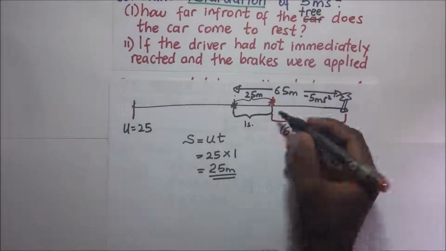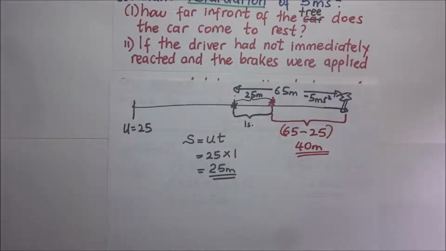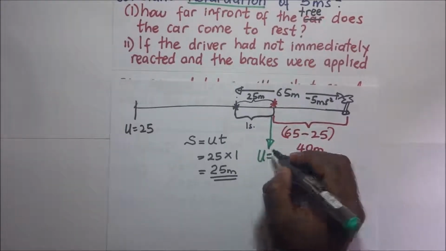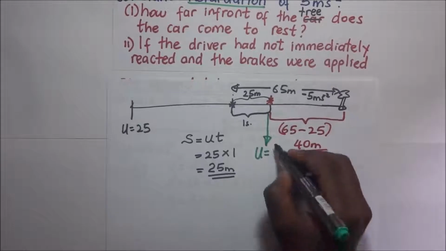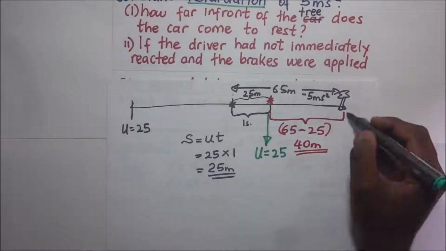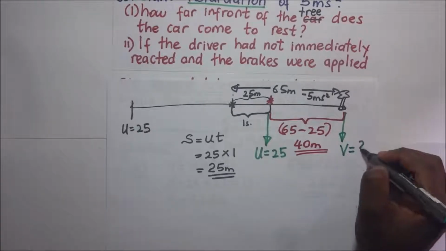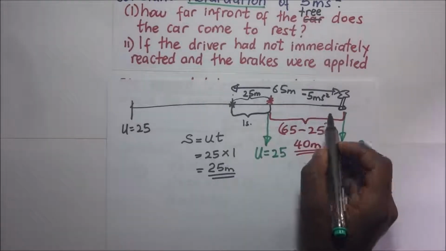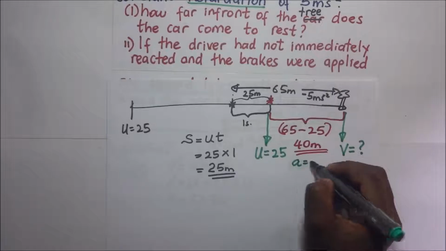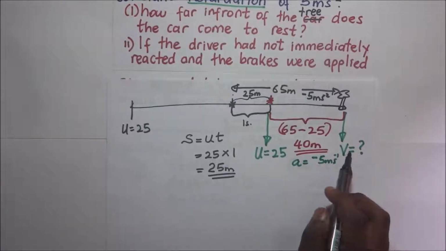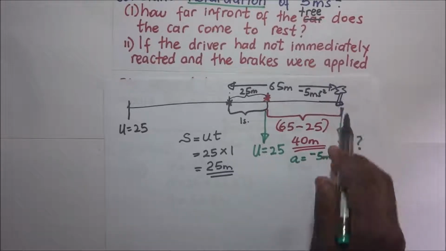And of course, when he applies the brakes, the initial velocity is still the same. The initial velocity at that point, u, is still going to be 25 meters per second. And the final velocity with which he hits the tree, v, is what we are looking for. And the acceleration is still going to be -5 meters per second squared. So our task here is to find the final velocity with which he hits the tree.